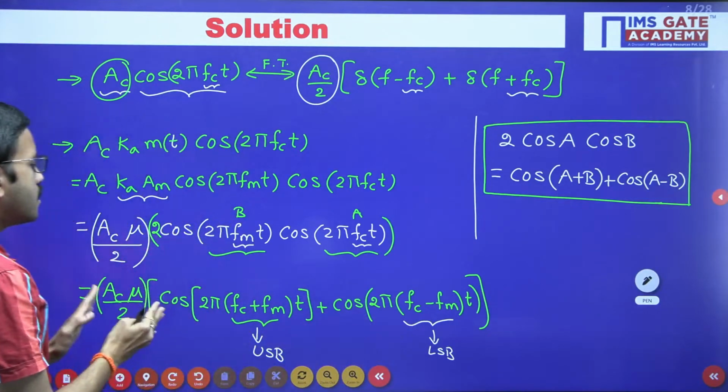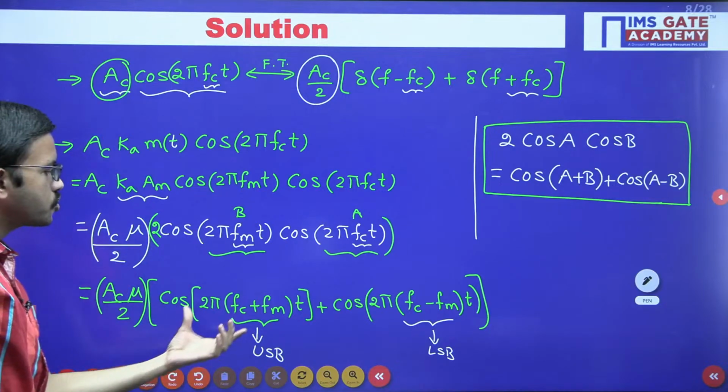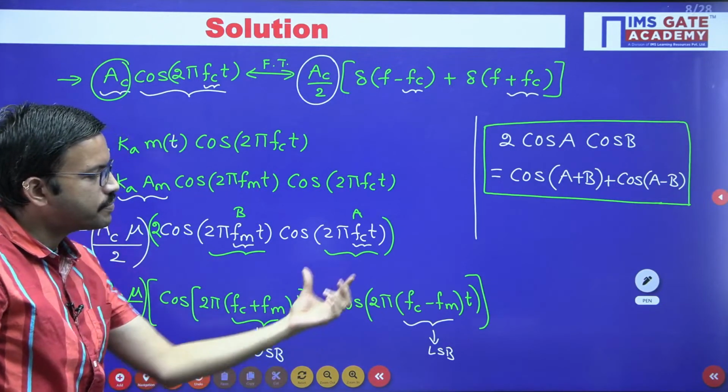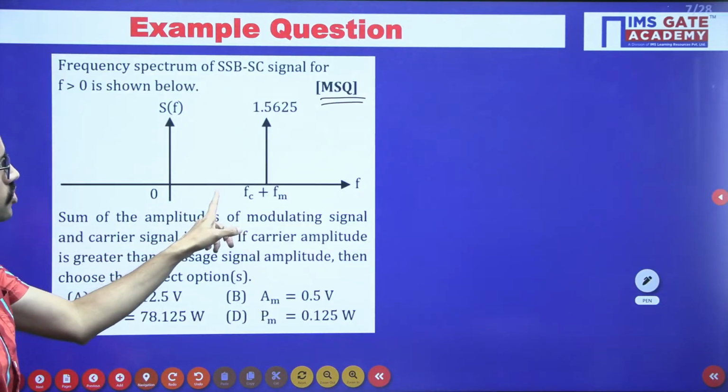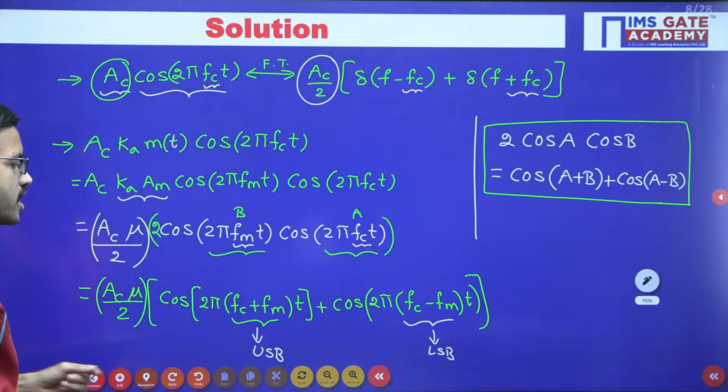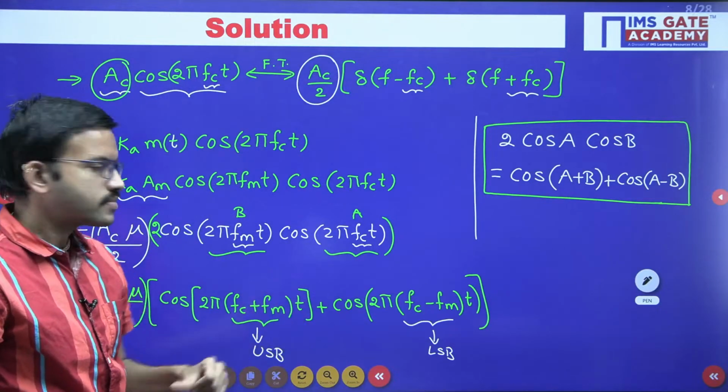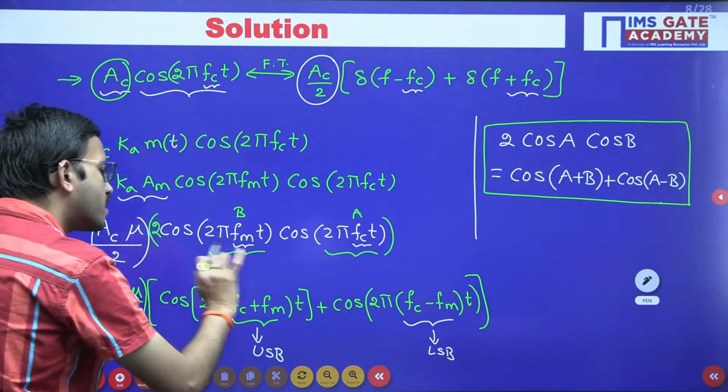But now the question is regarding SSB, so we have to consider only the upper sideband or only the lower sideband. Any one sideband we can consider. According to the given question, we have Fc plus Fm, so that means they have considered the upper sideband. Now you have this part of the equation.